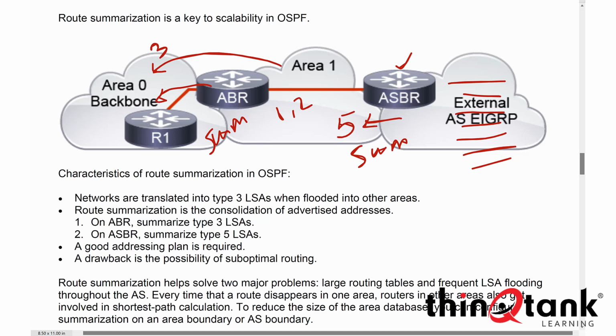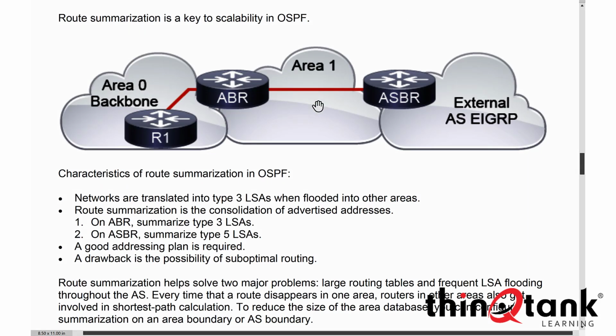So route summarization is the consolidation of those contiguous address spaces on an ABR that's done using the area range command. We'll see that a little bit later, and we're going to summarize those type 1s and type 2s into type 3s. Now those type 5s will propagate through the domain and they'll enter area 0 as type 5s as well. So the summarization is critical. It's going to happen at that point in the topology.